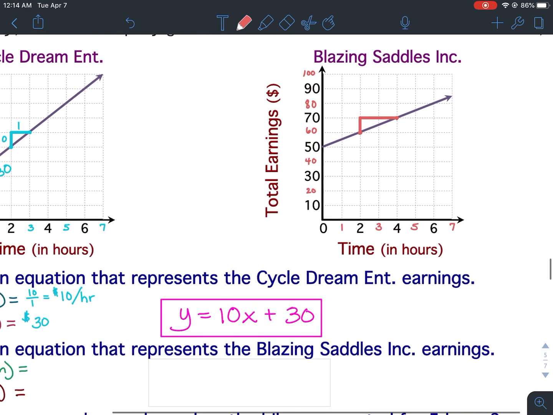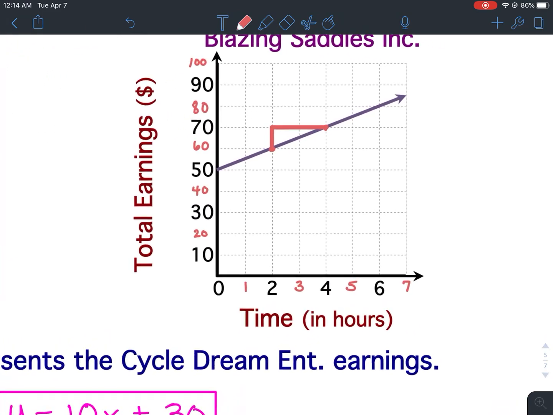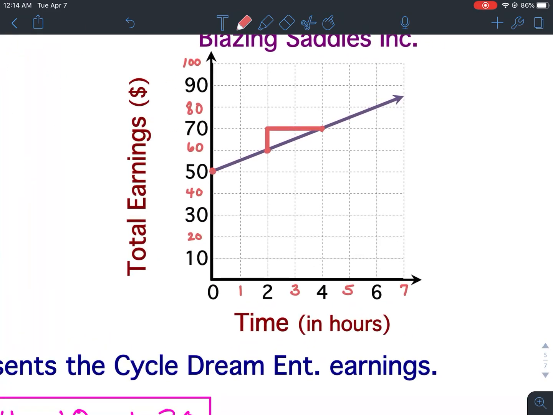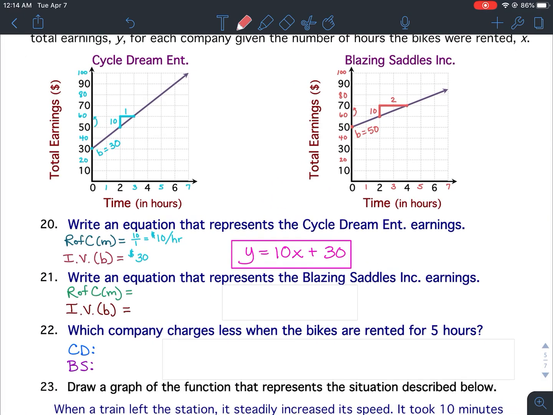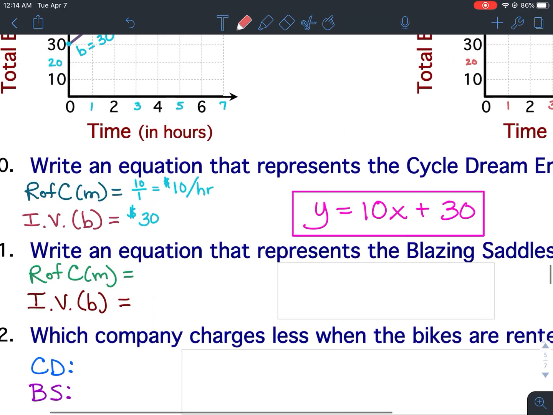For Blazing Saddles, my y-intercept is 50. So that one time, that flat rental fee will be $50. Again, my rise goes from 60 to 70, so my rise is 10. And my run goes from 2 to 4, so my run is 2. If I go down to 21, my rate of change, the rise is 10, the run is 2. Simplify that and you get $5 per hour.